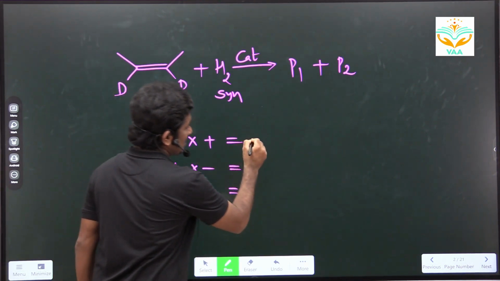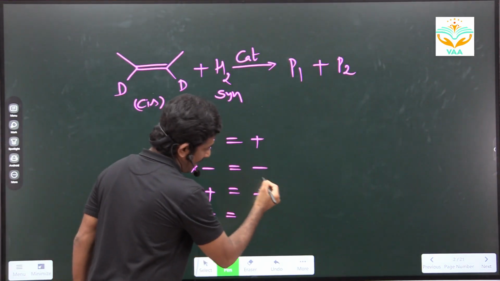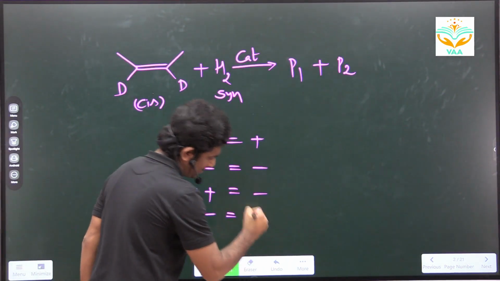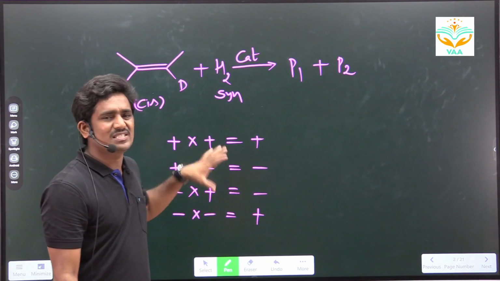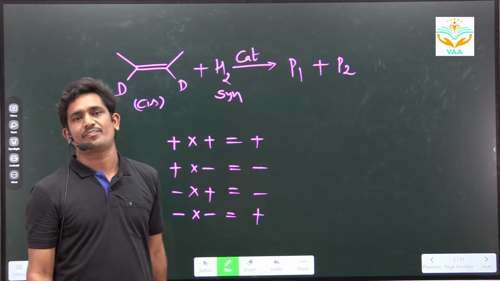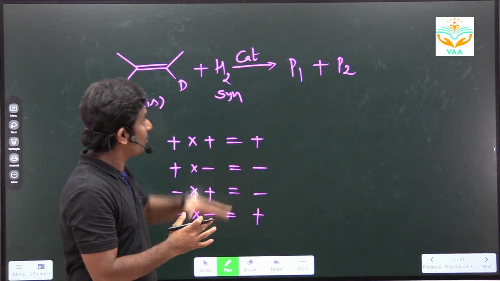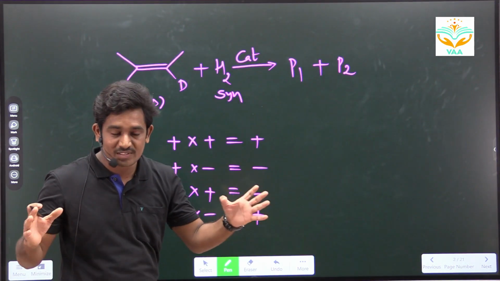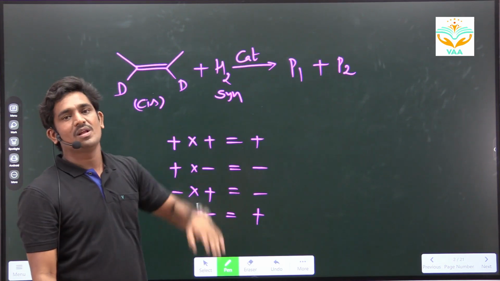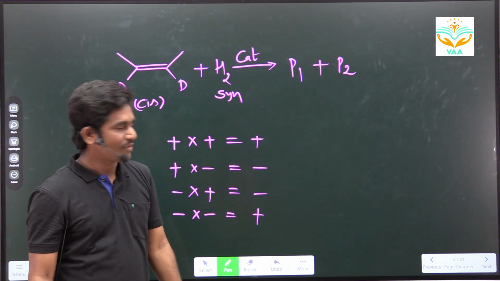So plus into plus, plus. Plus into minus, minus. Minus into plus, minus. Minus into minus, plus. Everybody knows this. Everybody knows these simple mathematical rules. Okay. Now I'm going to apply these simple rules to solve this problem in very, very less time. In a fraction of seconds, you can solve this problem. You can find out the product. Okay, right.